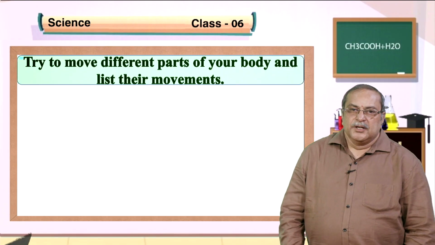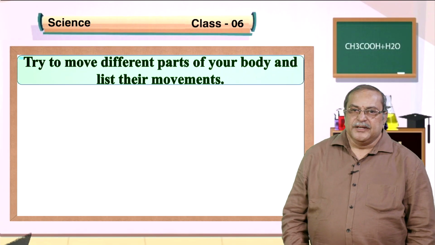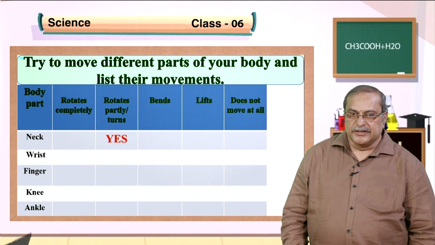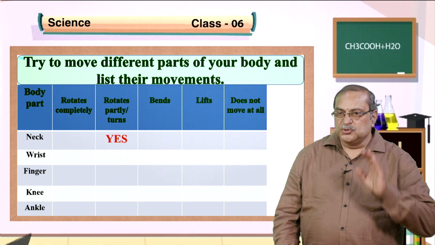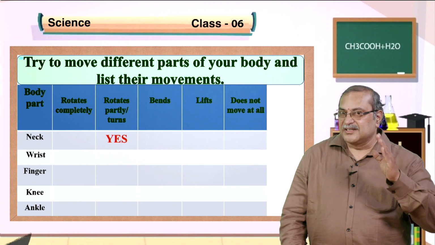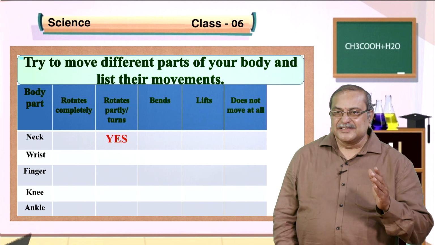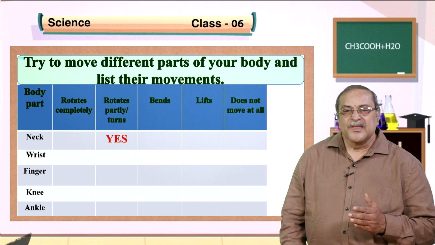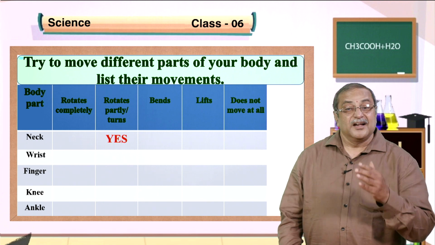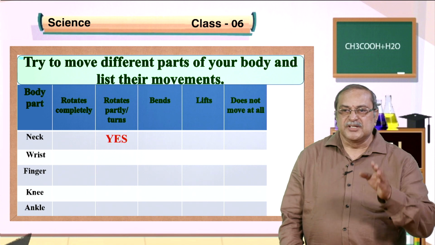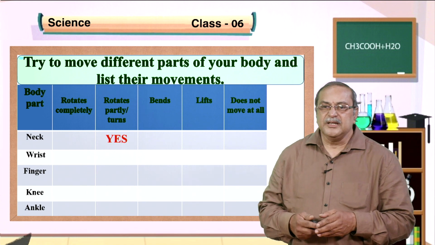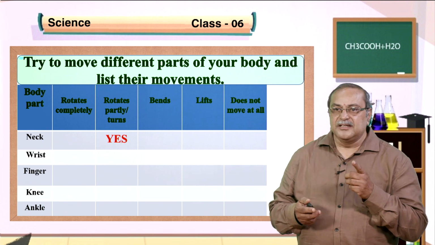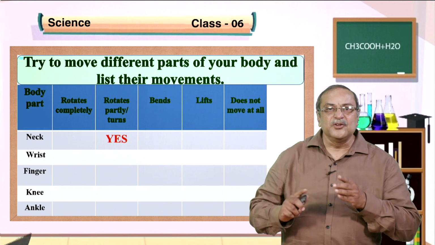Now see this one. Try to move different parts of the body and list their movements. This is the chart that you have in the textbook. So here you have to do this activity. Already you have seen what the children are doing. Okay, they are doing very nicely. You too are able to do all these activities. Okay, do these activities in front of your parents and note it down. In your textbook this table is there. Take out the table and write down. Do the activity clearly and then write it on the sheet.